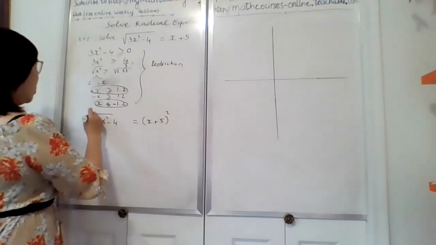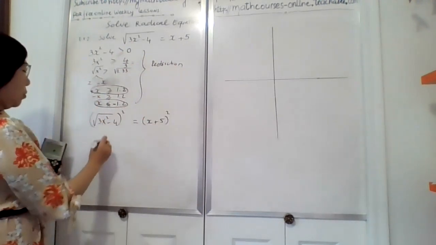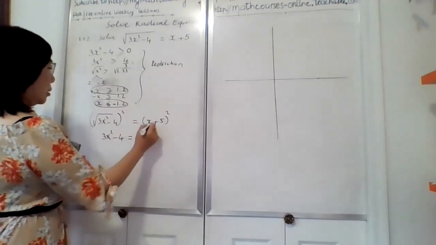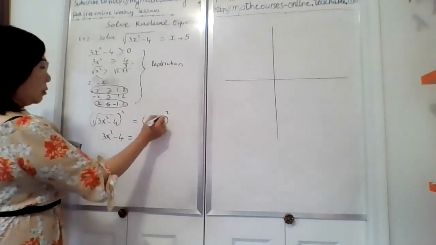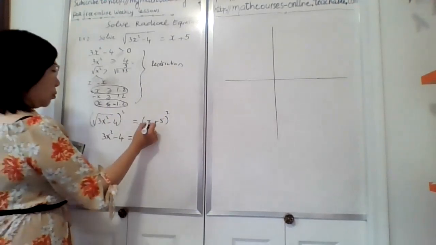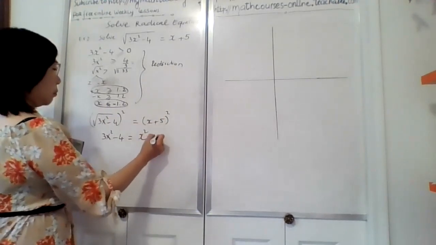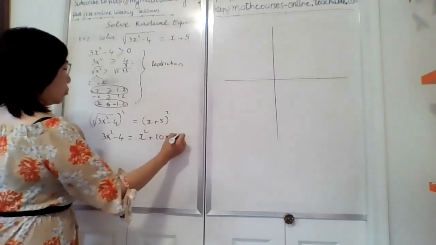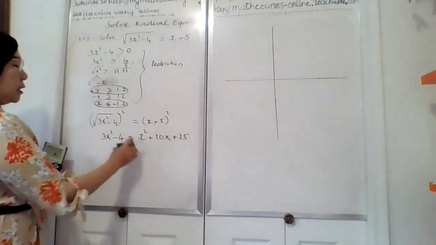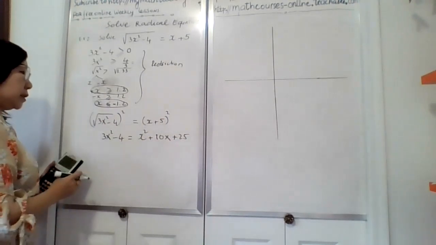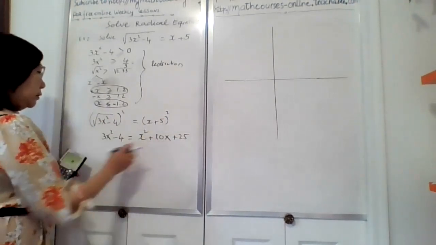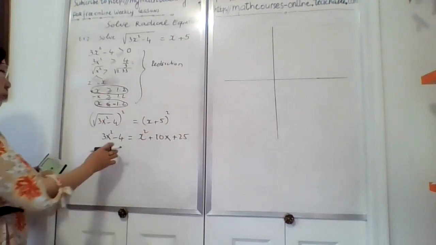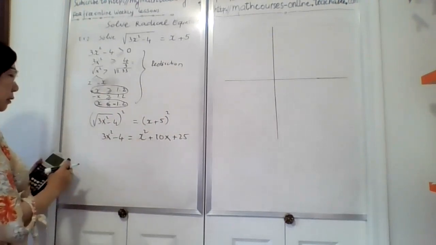So we're going to square both sides to get rid of the radical. So the result of this will be x squared plus 10x and plus 25, right? That's how you open this bracket of the quadratic function. So now we're going to have to solve for this one.